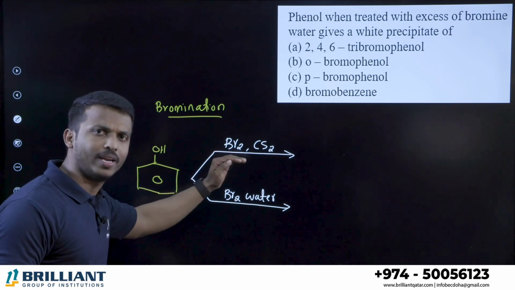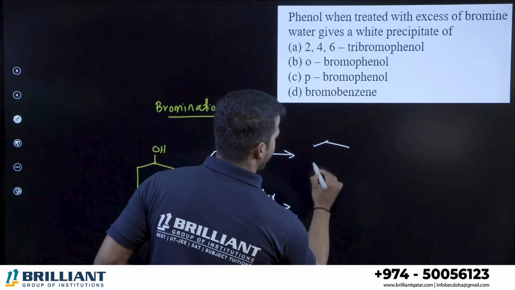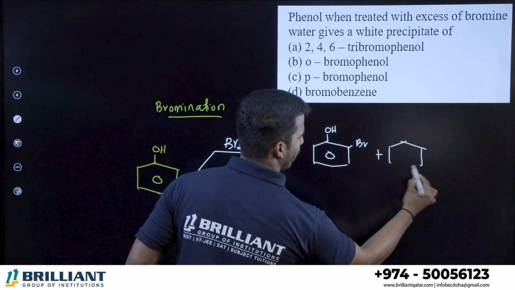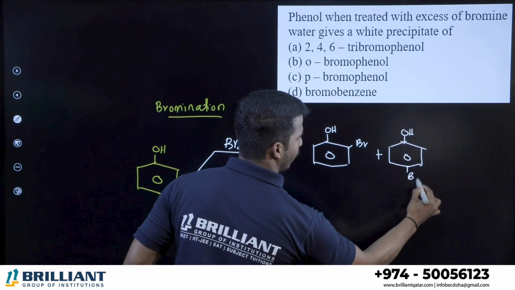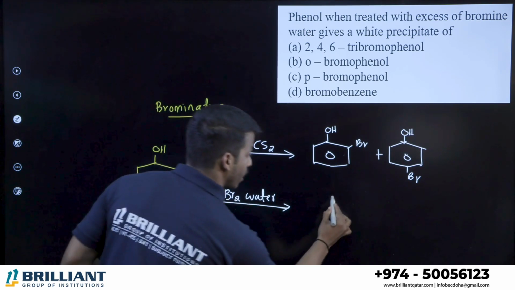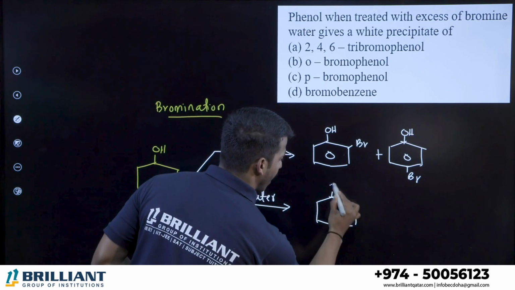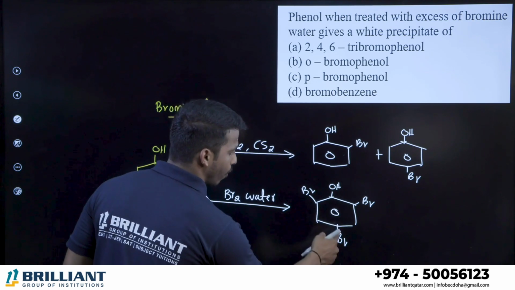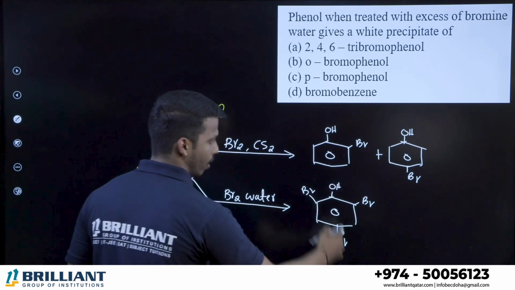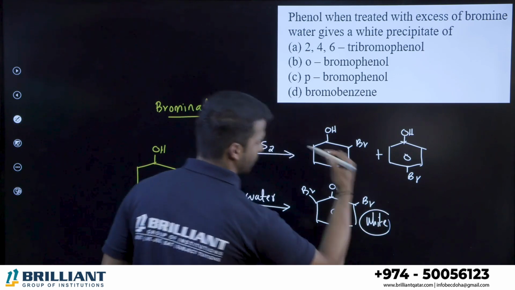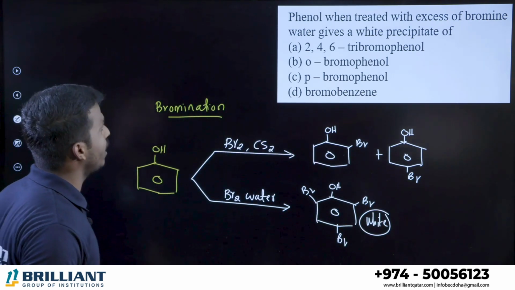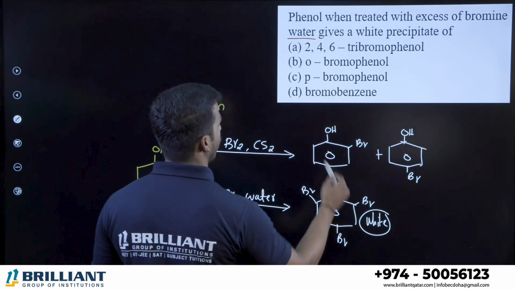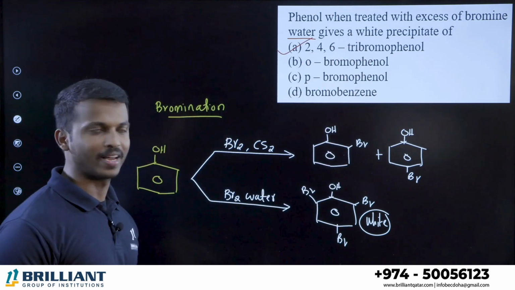If you are using mild bromination, you will get two products. What are the two products? Orthobromophenol and parabromophenol. If you are using bromine water, at a time, all the ortho and para positions are occupied by bromine. So what is the name? 2,4,6 tribromophenol. You have studied that. It's a white colored substance. Here they are using bromine water, dear student. So your answer is 2,4,6 tribromophenol. Option A is the correct answer.